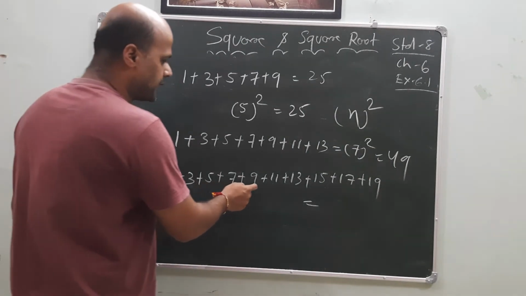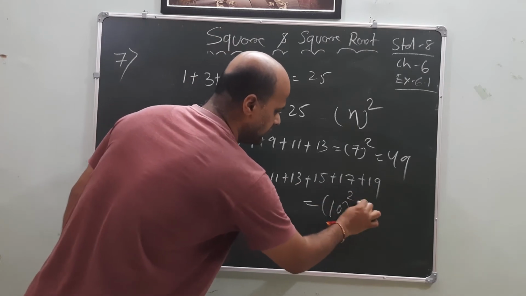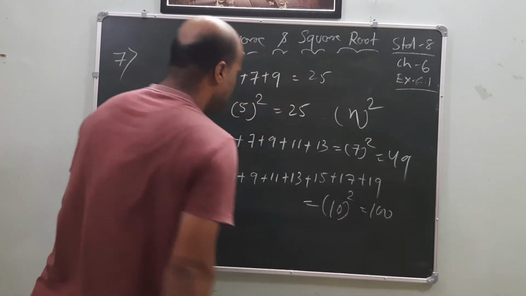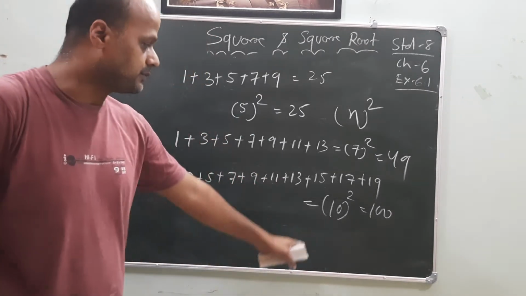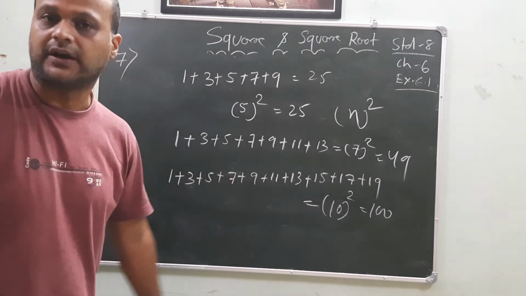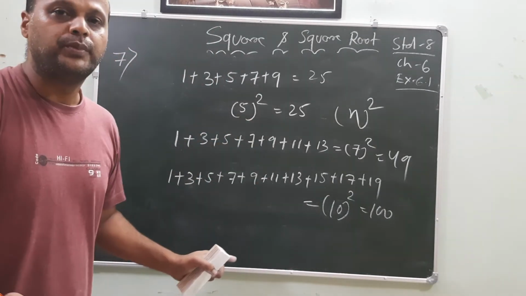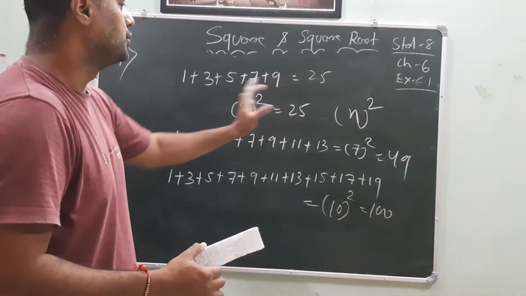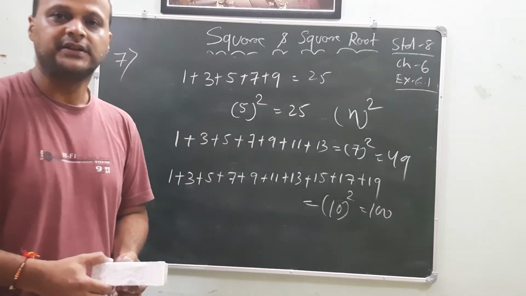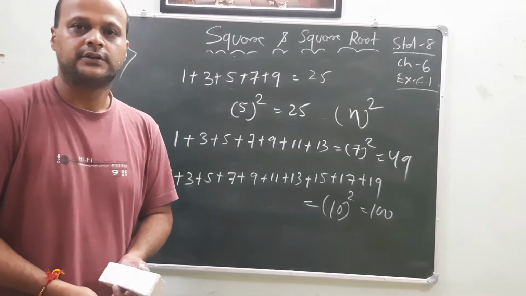1, 2, 3, 4, 5, 6, 7, 8, 9, 10. Make it square of 10. How much? 100. So this is the number, and this is the result. 100 will be coming. So without adding, how we will find the sum of the odd numbers? This is the rule. Okay, my dear friends, if any question will come regarding this, you can find it by yourself now.